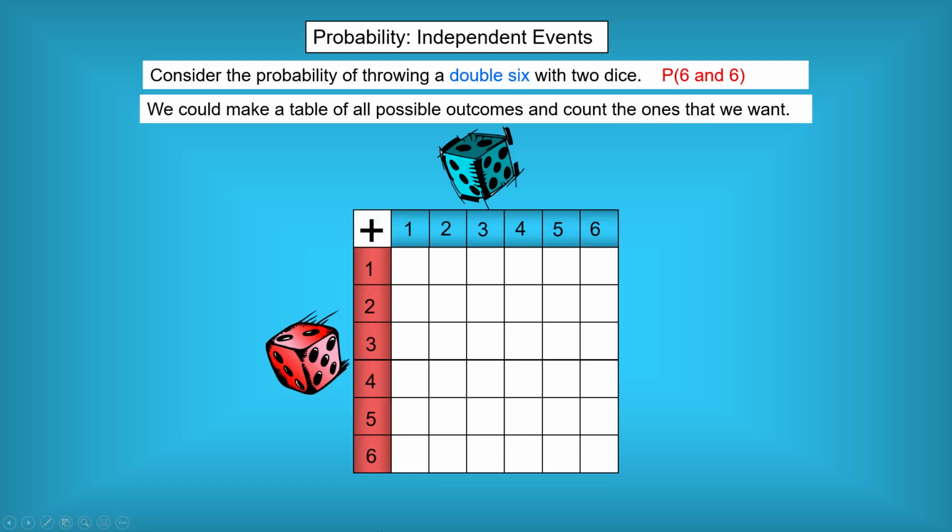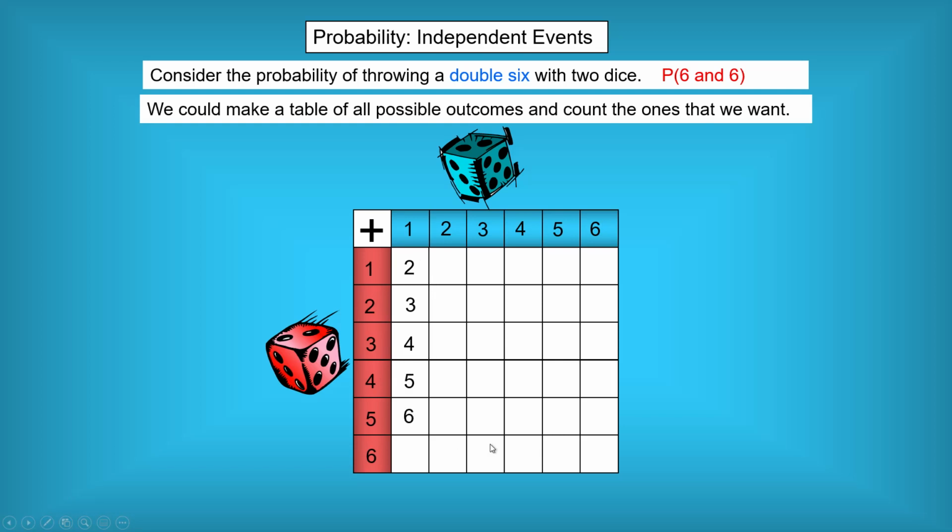So here's our table. We've got the blue dice with you can have 1, 2, 3, 4, 5 or 6, and the red dice with the same. Now the outcomes on both dice at the same time, we add them. So if we get a 1 and a 1, we get 2 altogether. A 1 and a 2 gives us 3, 1 and a 3 gives us 4, and so on.